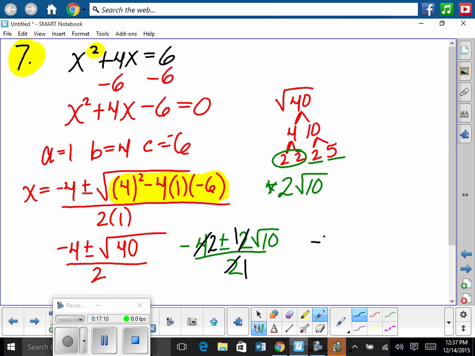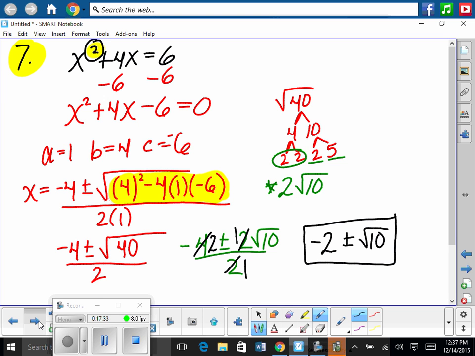So it finally simplifies to be -2 plus or minus 1 square root of 10, which is just the square root of 10. 1 times the square root of 10 is just the square root of 10. And then all over, well, divided by 1, anything divided by 1 is just itself. So there's my answer. And there's 2 answers, which makes sense because it's degree 2. So there's our quadratic. We've solved it and simplified it correctly.